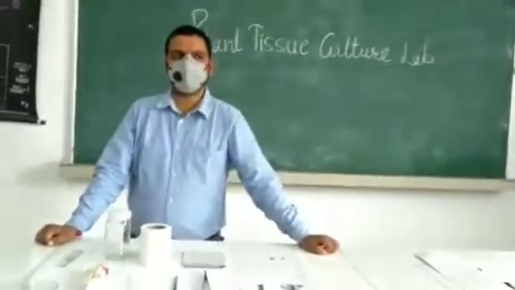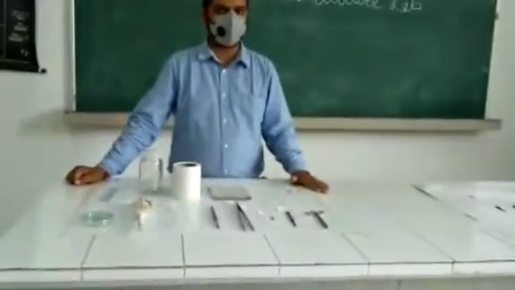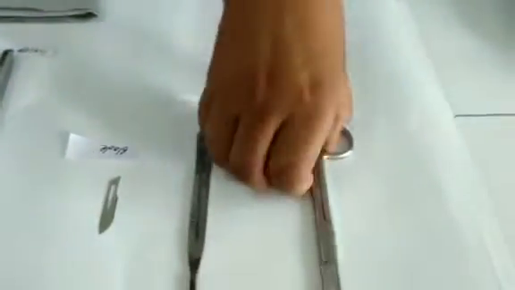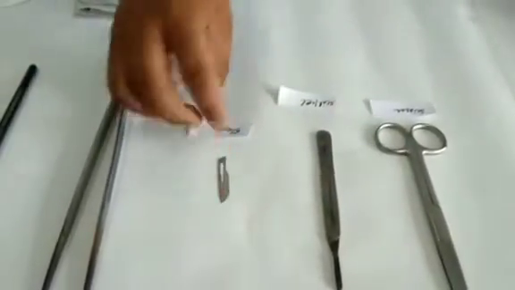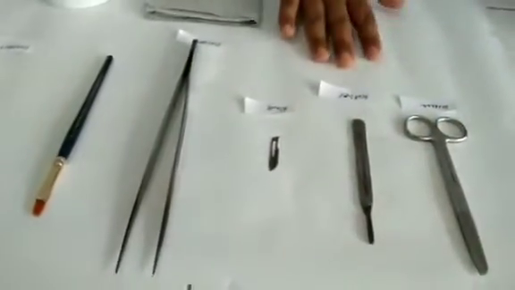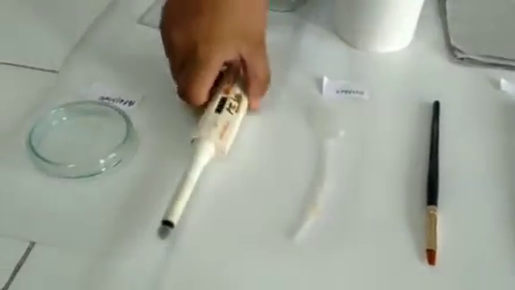So I have shown you the lab setup for the plant tissue culture lab. Now I will explain some basic materials required for plant tissue culture. This is scissors and this is a scalpel. This is a blade, a sterile surgical blade should be used. All these materials are used for cutting of the explant. This is forceps and this is a brush. This is a dropper, this is a micropipette, this is a Petri plate.